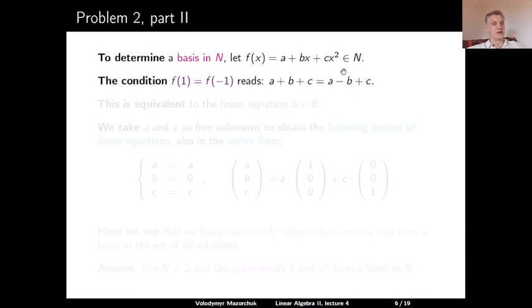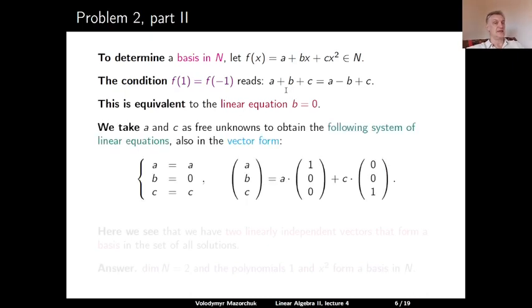And so we can cancel a on both sides and we can cancel c on both sides and move b to one of the sides. So we get 2b is equal to 0, which is equivalent to the equation b is equal to 0. So now we can take a and c as arbitrary free unknowns, and we get the following system of linear equations. a is equal to a, so this is a trivial equation for the free unknown a. b is equal to 0, so this is our unique equation, and c is equal to c. This is a trivial equation for our unknown c, which is free.